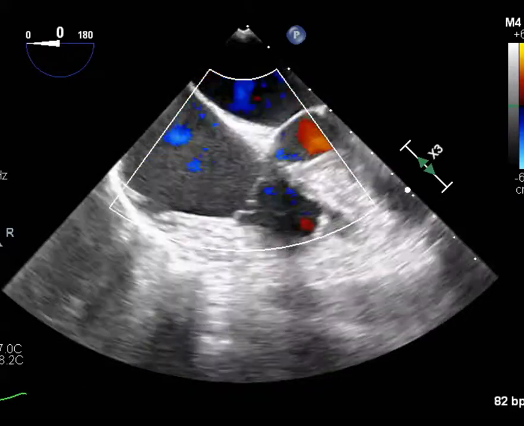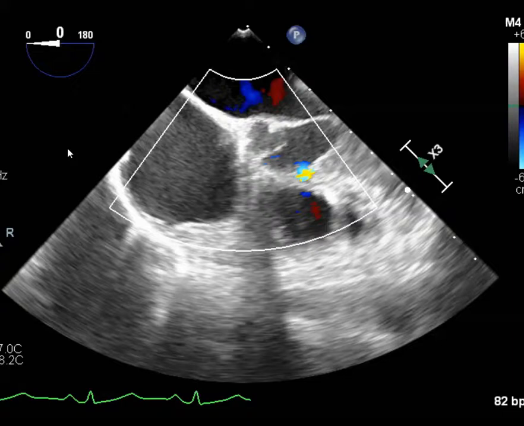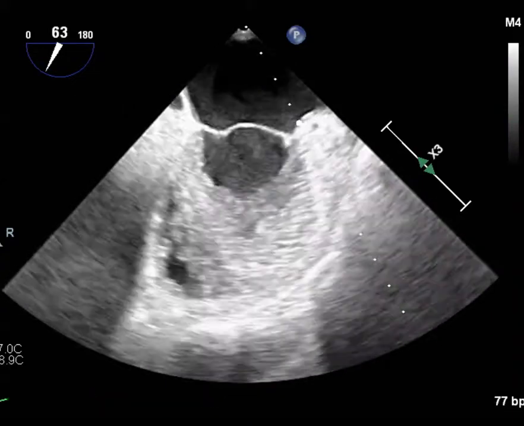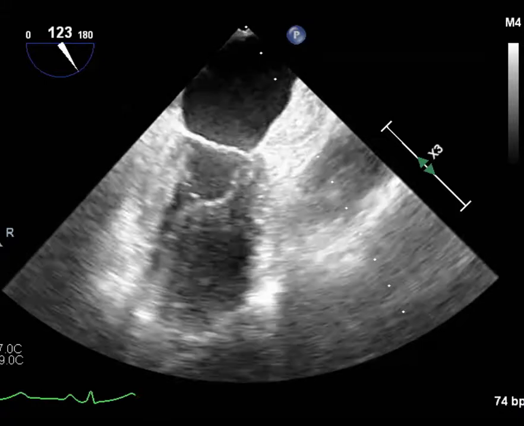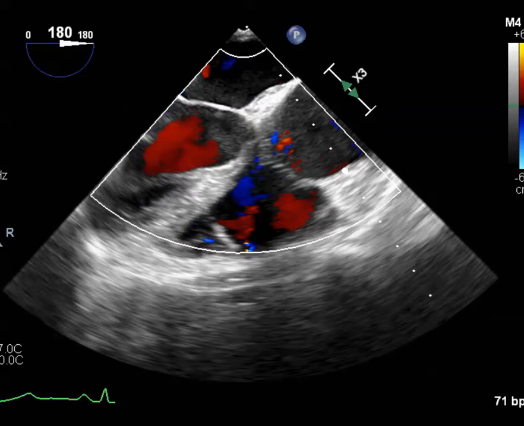So now we go back to the mid-esophageal four-chamber view. We're starting to see a little bit more of a shunt here. If we just twist and turn the probe a little bit more and a little bit off axis, we're able to see it here.